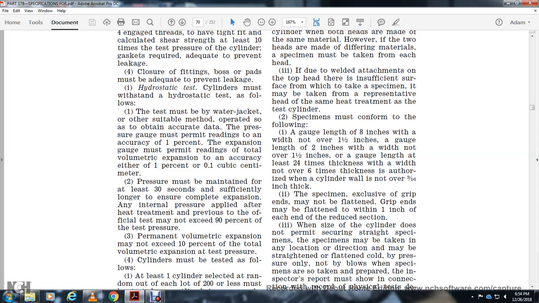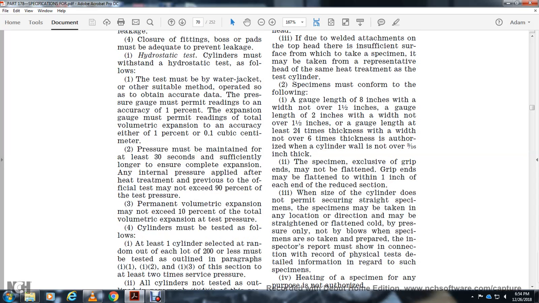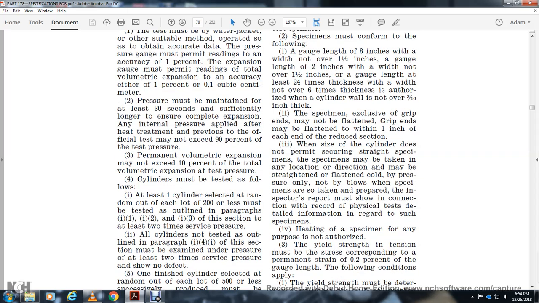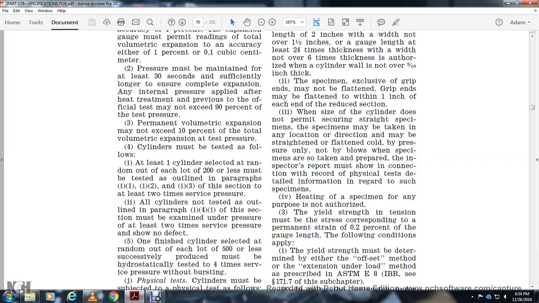Test pressure: cylinders must be tested. At least one cylinder selected at random from each lot of 200 must be tested as outlined in paragraphs I1, I2, I3 of the section at least 2 times. The pressure for all cylinders not tested as outlined in paragraph I4 of the section must be examined under pressure at least 2 times, over the pressure with no defect. The other cylinders, selected at random from each lot of 500 or less successively produced, must be hydrostatically tested 4 times, sustaining the pressure without bursting.